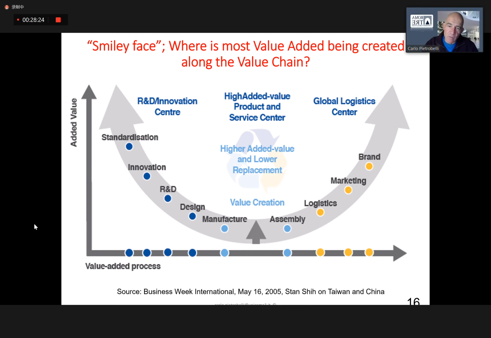So the strategy of a firm, in his mind, would be to try to locate its activities where value added is larger. So in the innovation, the initial phase, or towards the final phase, when the branding and marketing are especially important. And of course, you realize that behind this U curve, there is also a very strong, a very fierce struggle for getting access to the most rewarding and the highest value added segments.